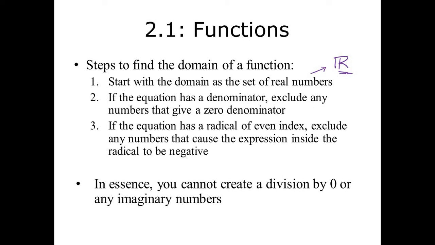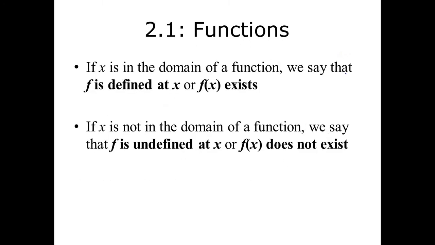So in essence, we start with the domain as the set of real numbers, and you have to figure out if you can create a division by 0 or any imaginary numbers, what those numbers are, and then exclude them from the domain. All right. If the value of x is in the domain of a function, we say that f is defined at x, or the function f of x exists. And if x is not in the domain of a function, we say that the function f is undefined at x, or the function f of x does not exist.